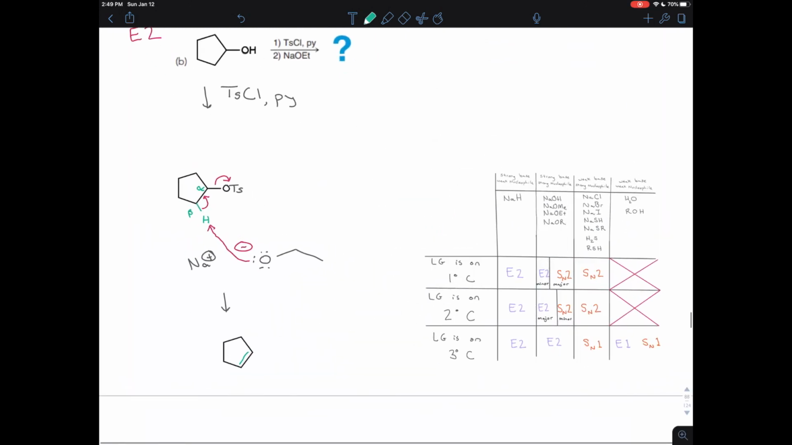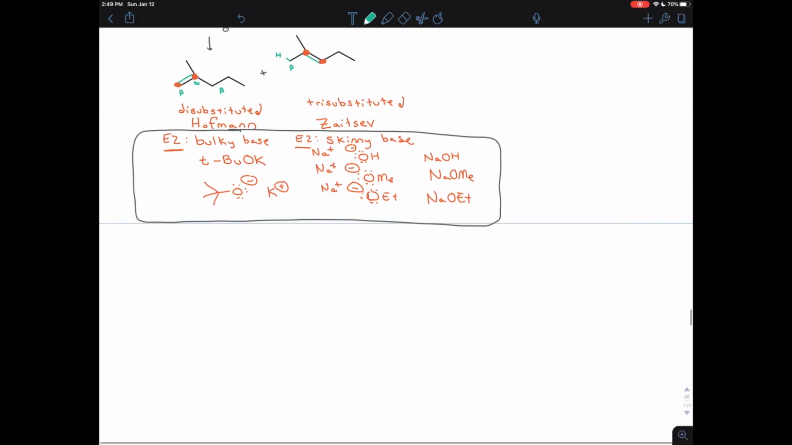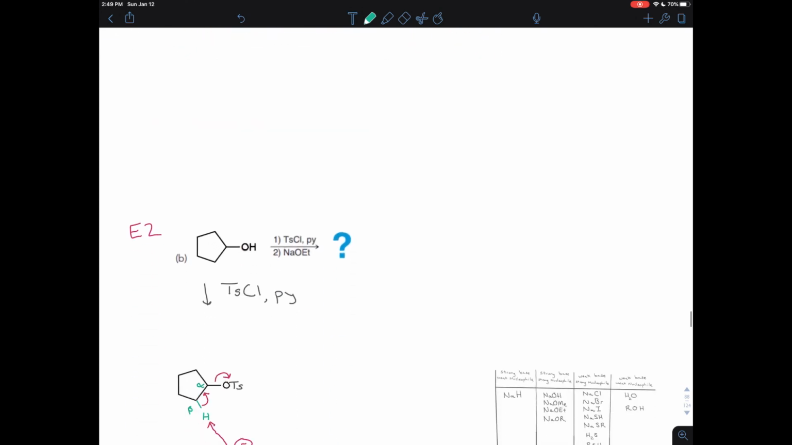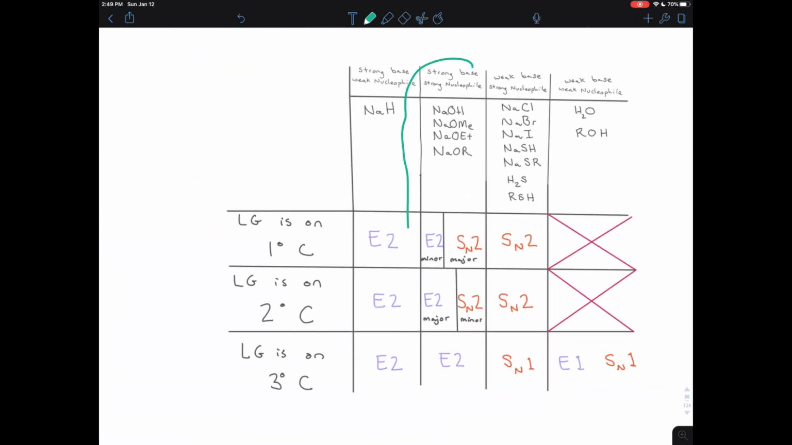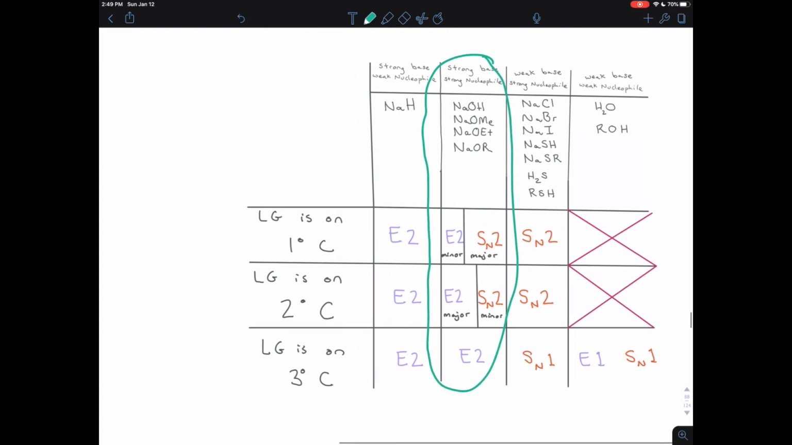When you do these E2 reactions, you're either going to use potassium tert-butoxide or these other alkoxides or hydroxides. You'll notice on this table that those are all strong bases and strong nucleophiles. And so, if you have the leaving group on a primary or a secondary carbon, those don't just give you the E2 product like we drew, they also will give you the SN2 product. So you'll want to be familiar with these.